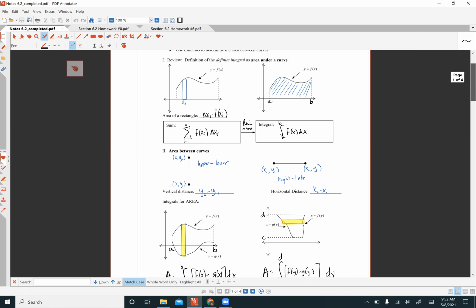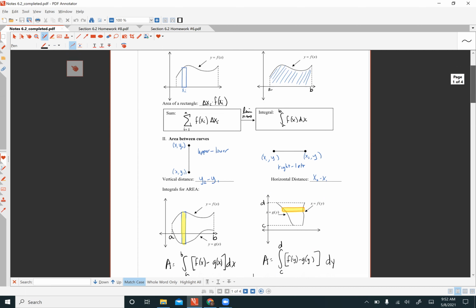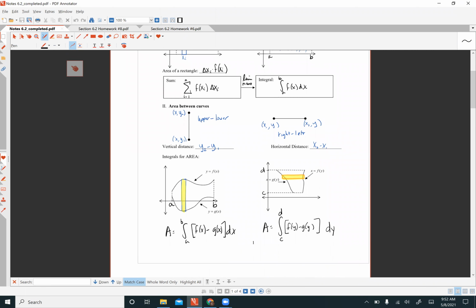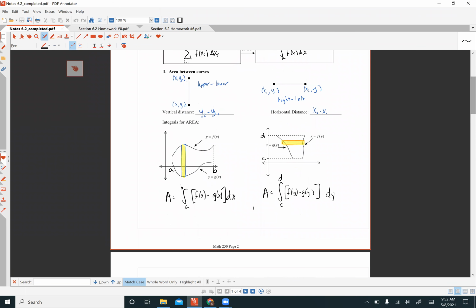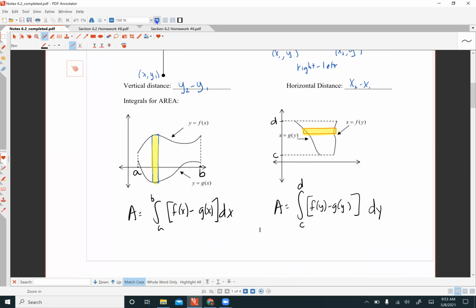And so what we're going to do is just subtract two functions. So if I want to know the area, let's say, between the graphs here, we have these two graphs, y equals f of x and y equals g of x, and we want to know all this area here. You see that rectangle shaded in yellow. I want to know all the area in between those two curves from a to b. So it's also bounded by the lines x equals a and x equals b.